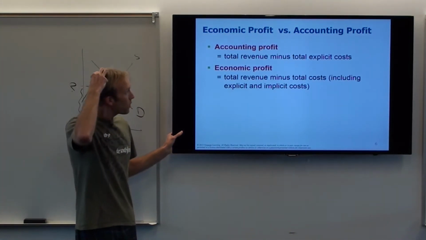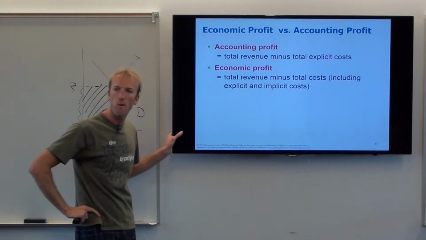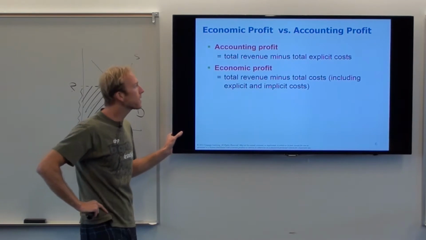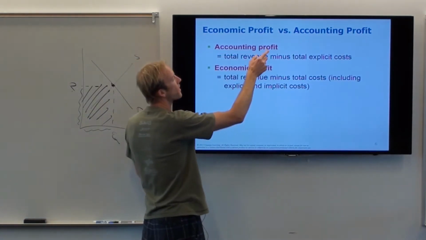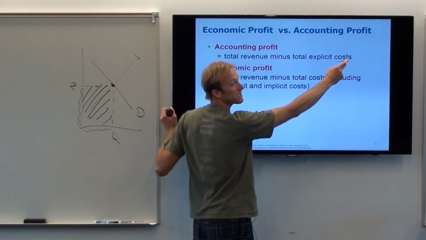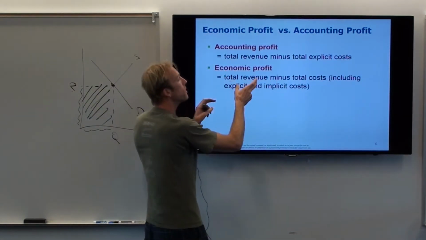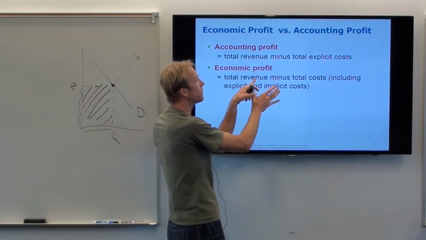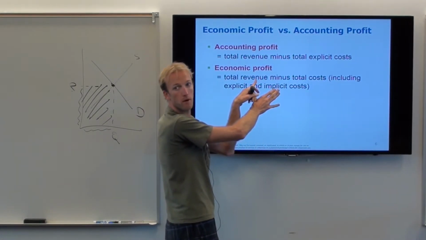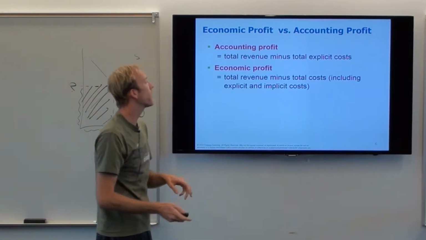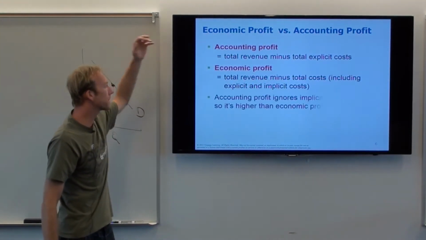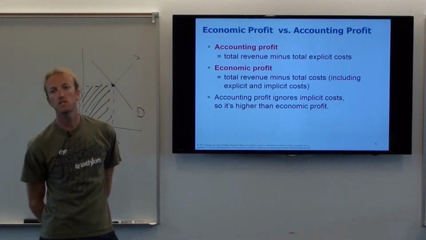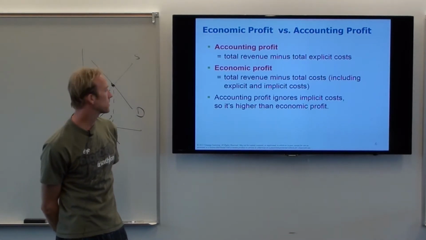Okay? So which of these numbers is always going to be bigger? Accounting profit, right? Because with accounting profit, you have revenue minus the explicit costs. With economic profit, you have revenue minus explicit and implicit costs. So you're subtracting more away from the economic profit. Does that make sense? So this is always going to be smaller, and this is always going to be bigger, because it ignores the implicit costs. It's just forgetting about the implicit costs. Okay.